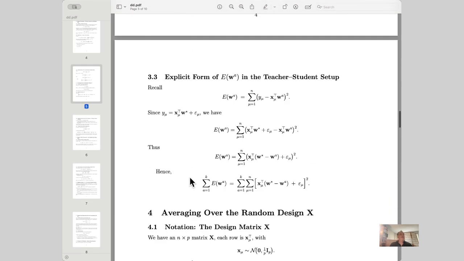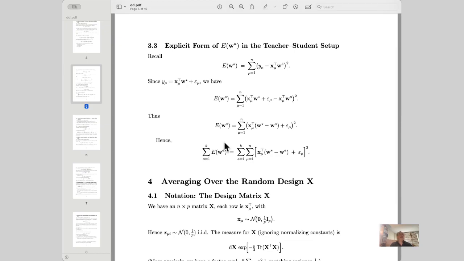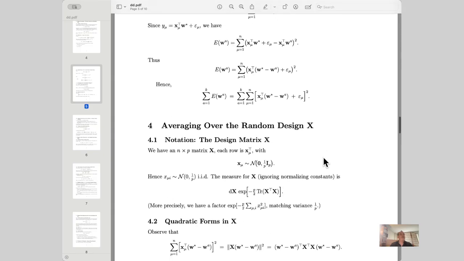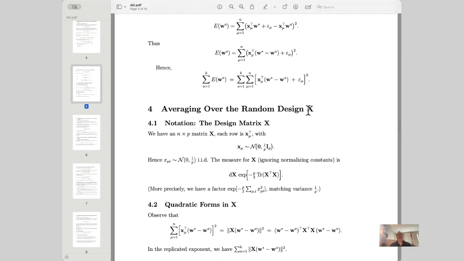In a replica calculation, what you do is you first take this error and break it down in some quadratic form so you can express it in terms of what are called overlap parameters. So this is the original expression, teacher minus student squared. I substitute in the optimal teacher vector plus the noise. I write down the expected value. I then put it over all K. I get this nice expression. Then I want to average over the random design matrix.